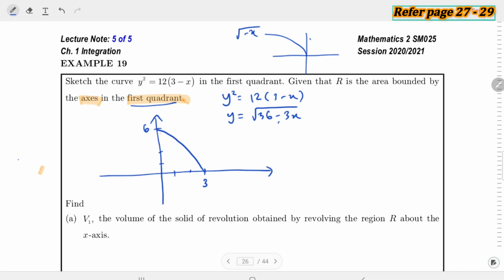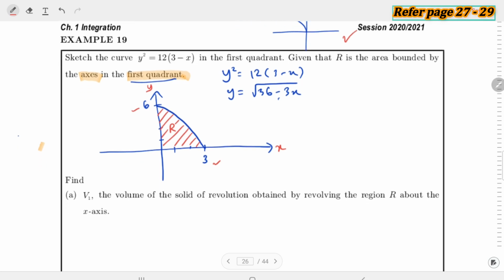Here is your region R. Your R is here. You may find this 3 and 6 through the x-intercept and y-intercept also. And then you must know the basics of the square root graph as I showed you above. So this is actually the sketching of the graph. So let's move to the question.